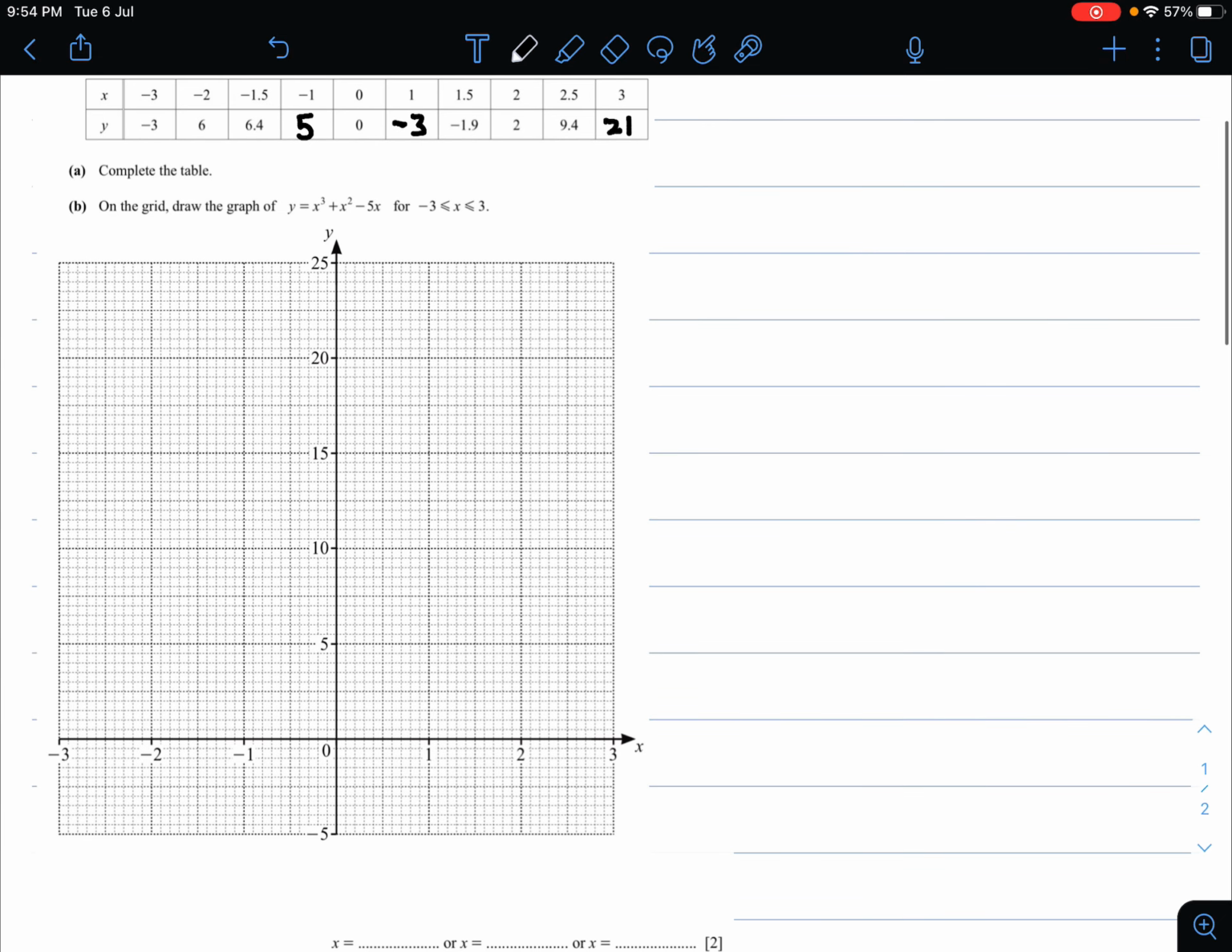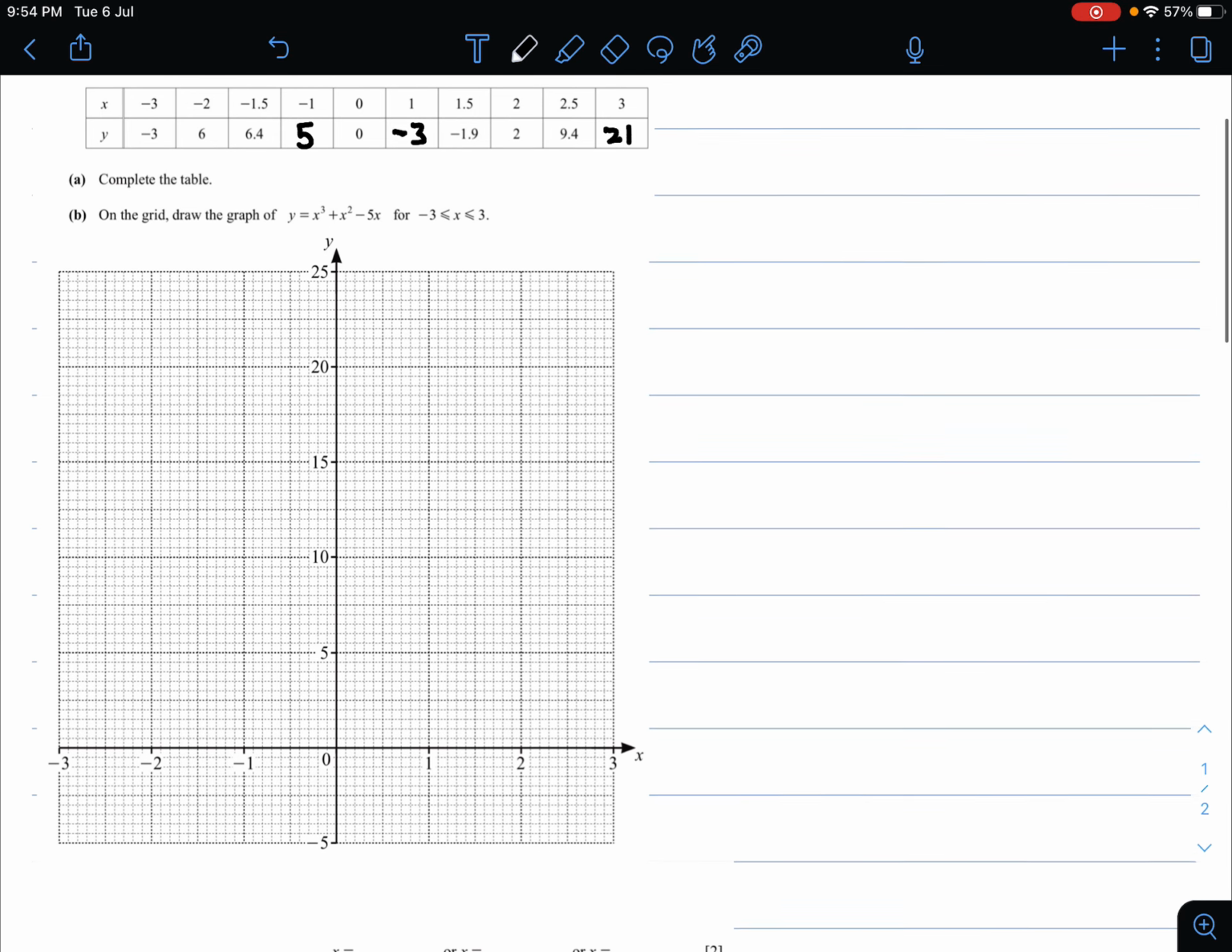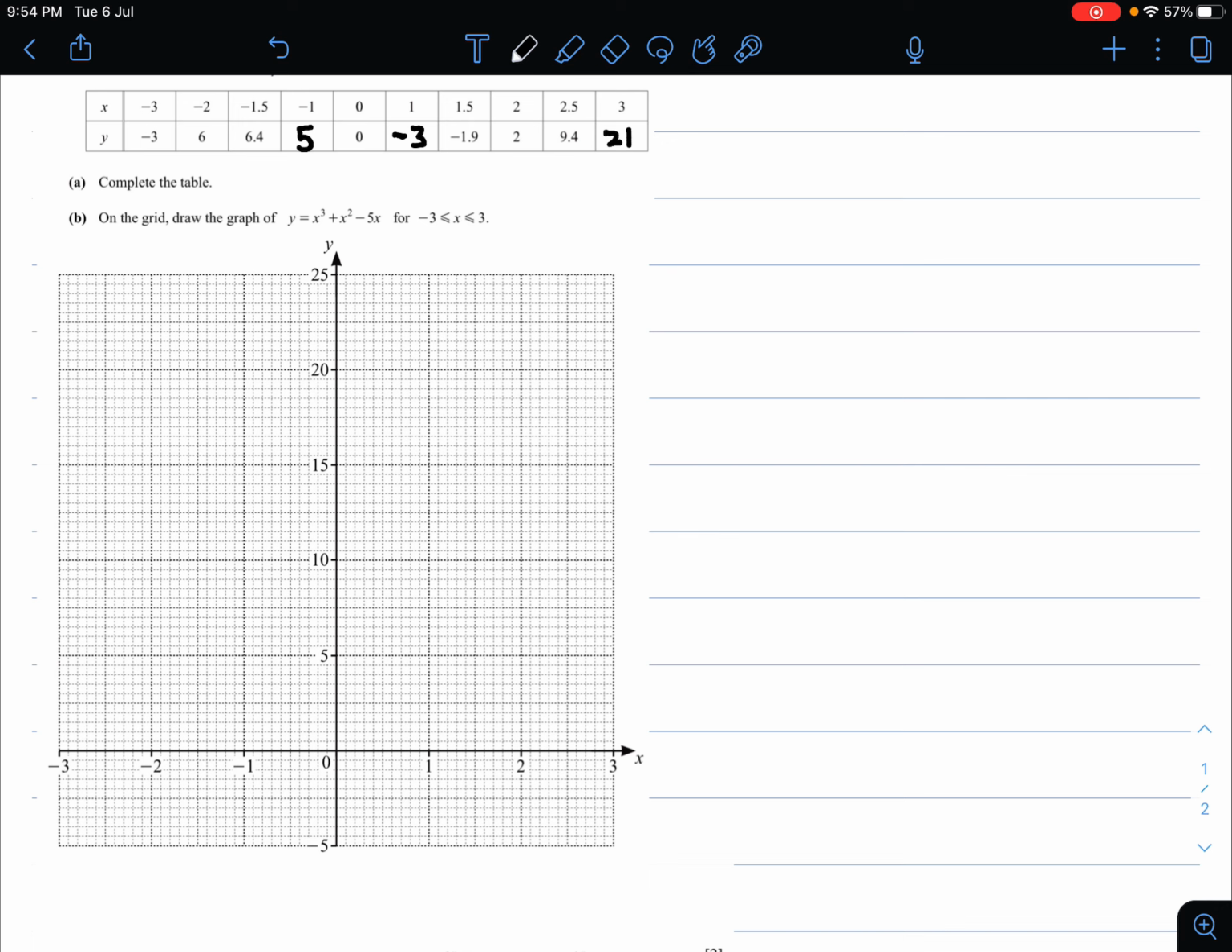Now they are telling us to plot the graph with the table that we've just filled out. So let's do that. Minus 3 comma minus 3. So minus 3 will come right here. Minus 2 comma 6. That will come right here. Minus 1.5 comma 6.4 will come right here. Minus 1 comma 5 will come right here. 0 comma 0 is the center of the graph. 1 comma minus 3 is right here. Minus 1.5 comma minus 1.9 is right here.